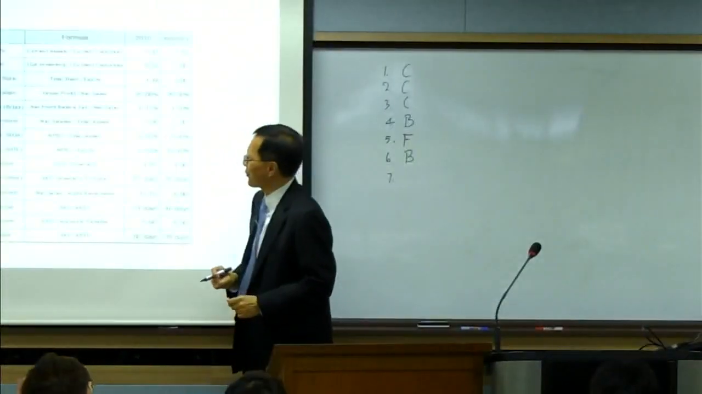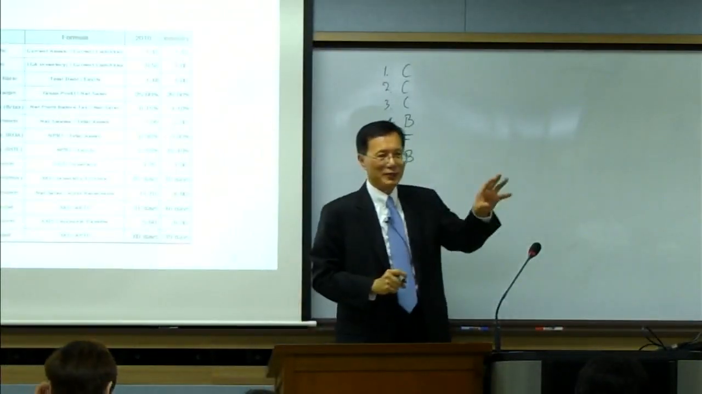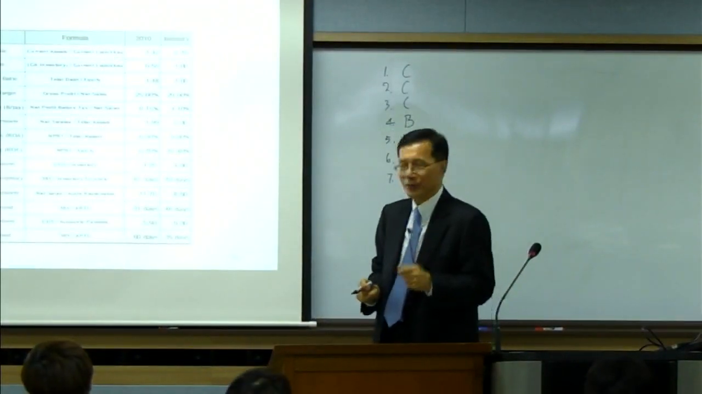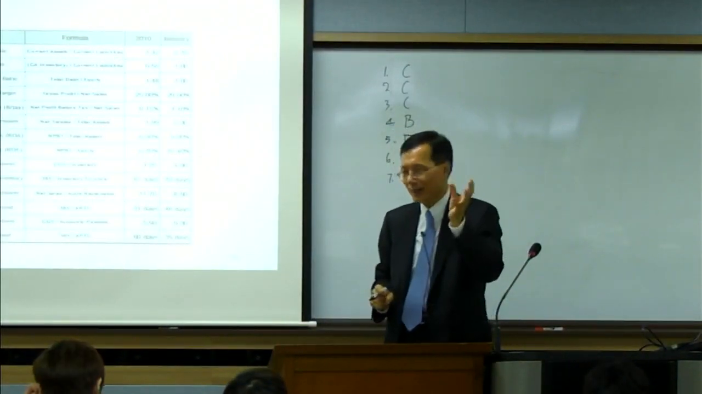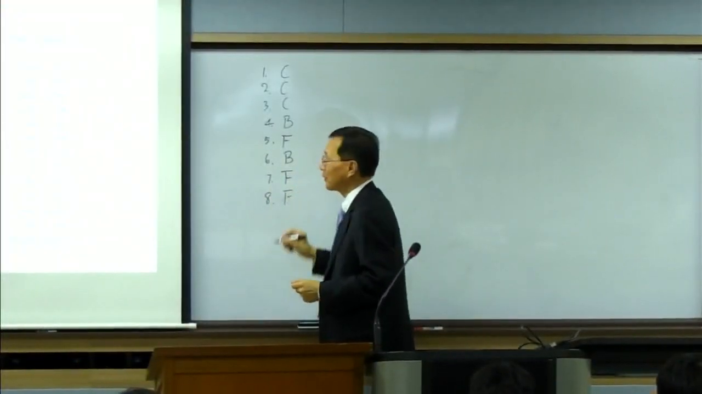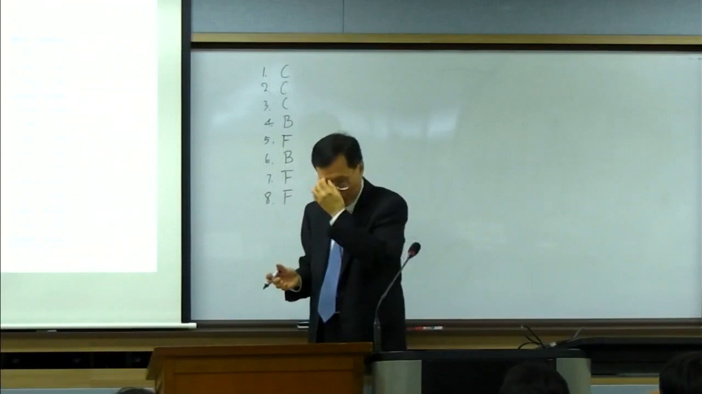7. Return on assets, profitability, profit divided by net profit, the total assets. 1, 2, 3. That's unanimous. 8, of course, it's F, right? Return on investment also F.